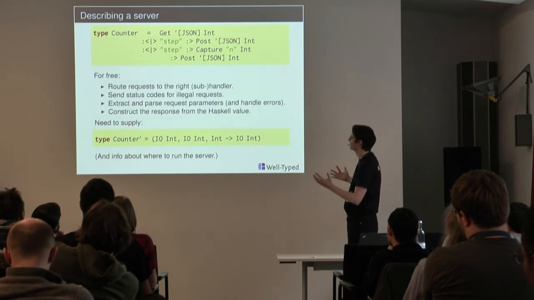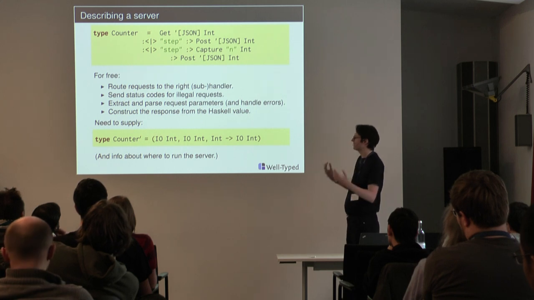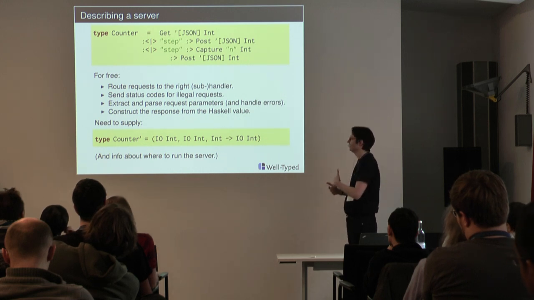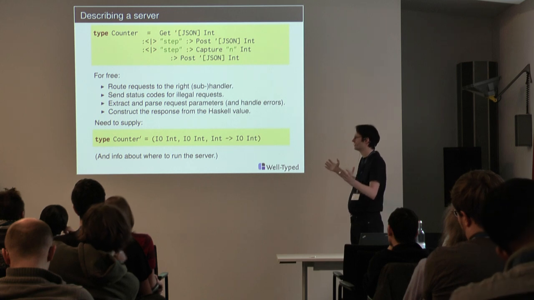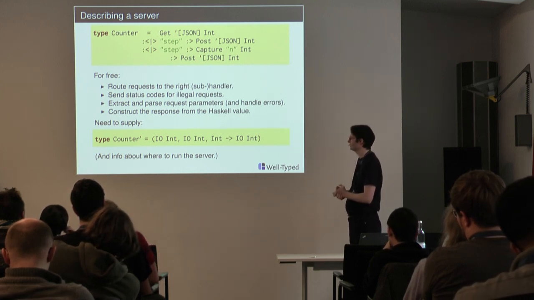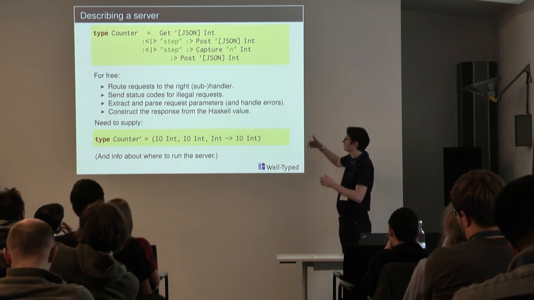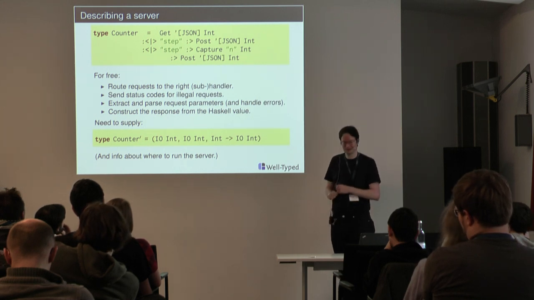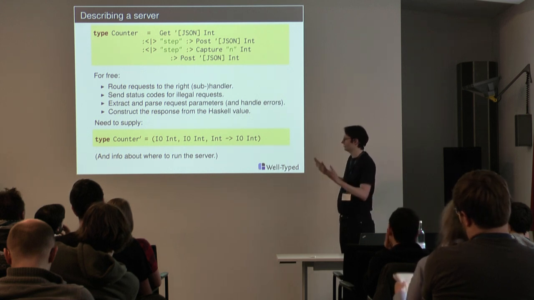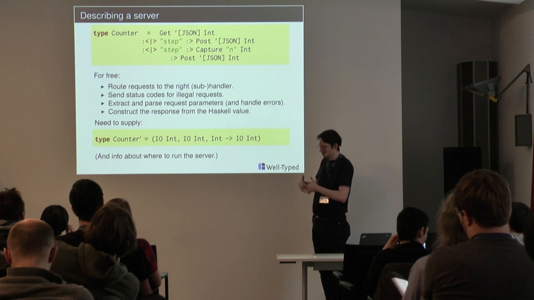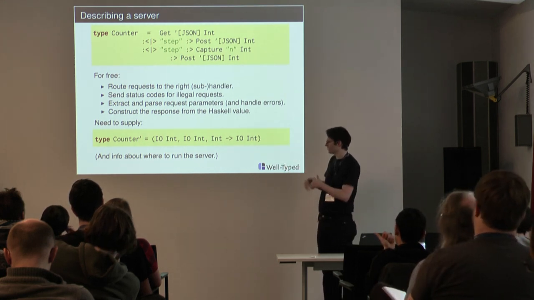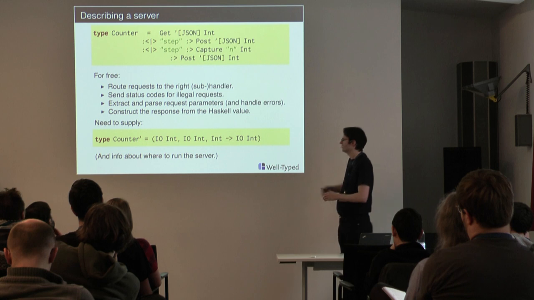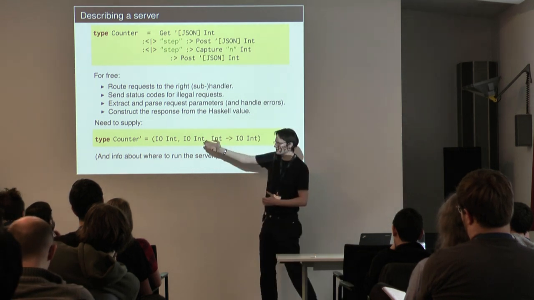Let's see. For the server, what you get for free is that incoming requests are automatically routed to the right handler, right? And if you send illegal requests like wrong path or wrong method or otherwise malformed, the right status codes will be sent back and an error message will be sent back. It will also already extract and parse request parameters and make sure that they correspond to the specified input types that are expected and handle errors if there's anything wrong with that. And after the handler, the subhandler, has actually run, it will convert the Haskell value to the right HTTP response and send it back. And the only thing you need to supply, morally speaking, is this triple of handlers.